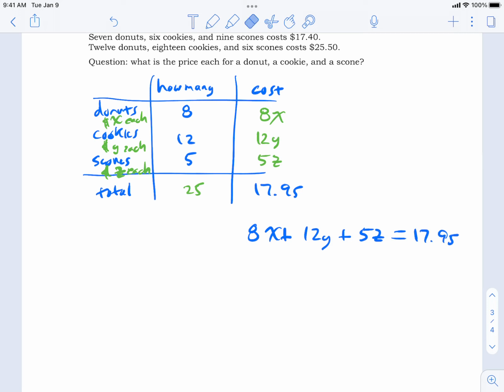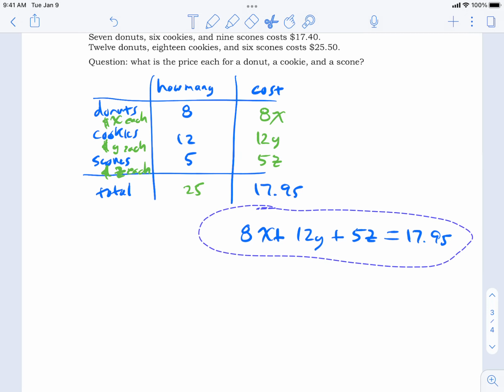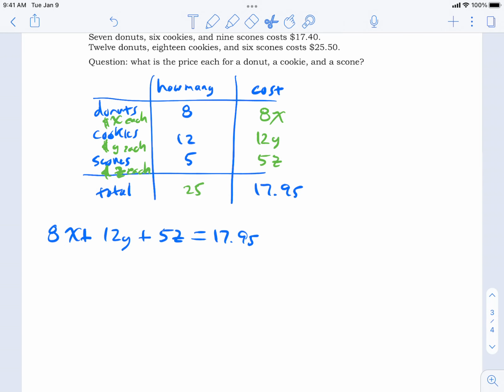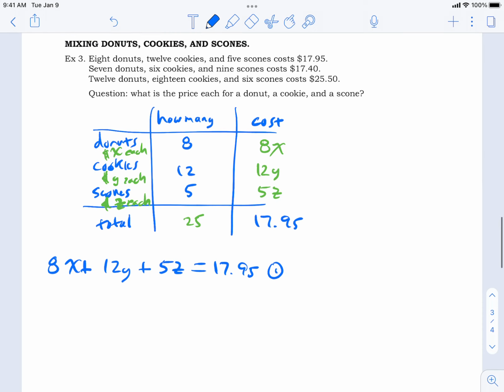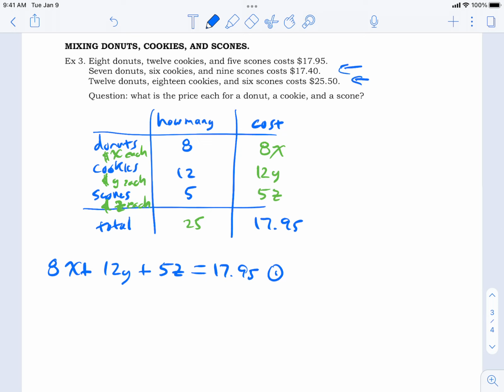I don't think I want to write it there. I think I'll slide it on over. Okay, cool. So I got this one equation by looking at that one table. Where am I going to get the other equations? Well, I'm going to get them from over here. I don't think I need to set up tables here because you kind of see the pattern, right? Look what you got here: 8 donuts, 8x, 12 cookies, 12y, 5 scones, 5z. Total cost $17.95. It's the same pattern all the way down here.